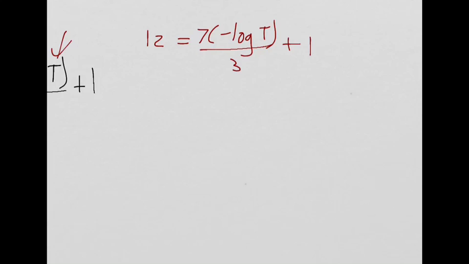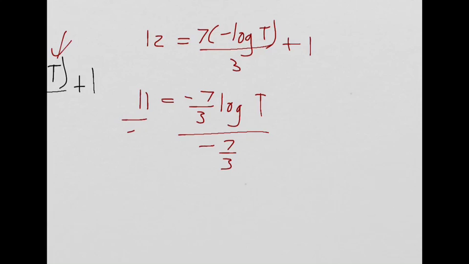Now, let's do this properly. So, bring the 1 over. So I have 11 equals, bring the negative in front, negative 7 over 3 log t. Follow? Divide both sides by negative 7 over 3. So these will cancel, and this will be negative 33 over 7 equals the log of t.